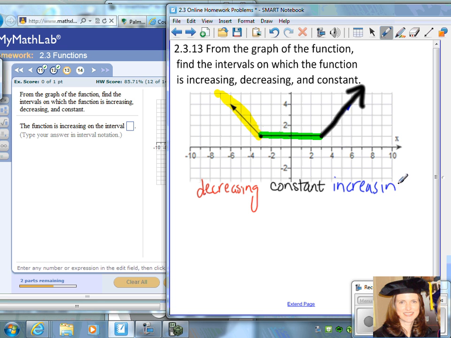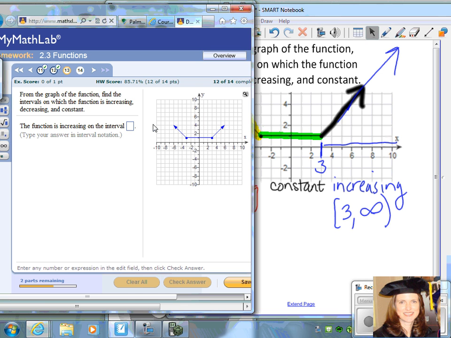So when we give the intervals where the function is increasing, we want to see where the increasing starts. It actually starts right here at the value of 3 on the number line. We're going to put a bracket 3, and it's going to continue to increase as x goes to positive infinity. This graph is going to continue to increase. So the interval is from 3 to infinity.